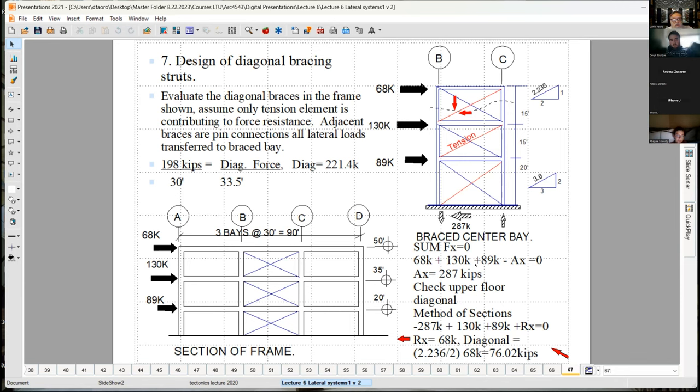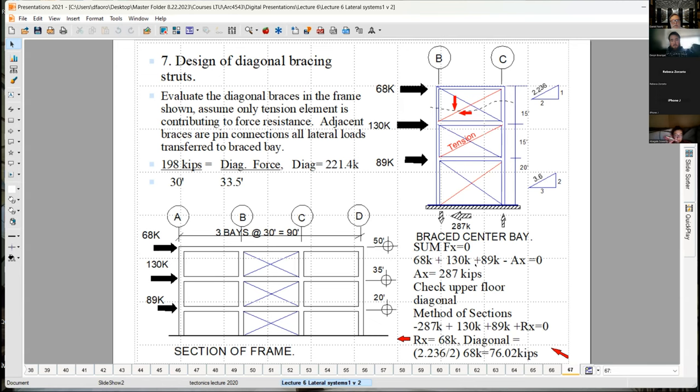When the force hits column line B, then the diagonal bays are there and the diagonal braces are there. These would be thin rods because they're X braces. And the work gets done between B and C. So on the upper right-hand side is your free body diagram. The 68 kips moves over to B through the compression force from the girder AB. The 130 kip moves over at column line B. The 89 kip force moves over at B. And we're looking at our diagonal forces.